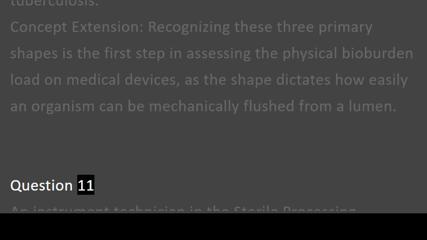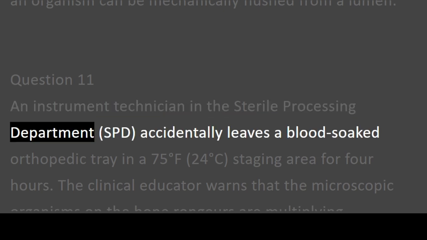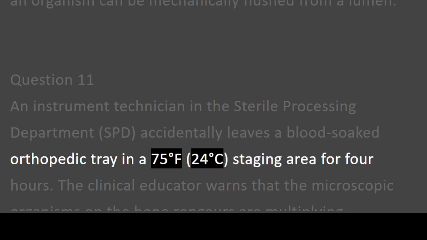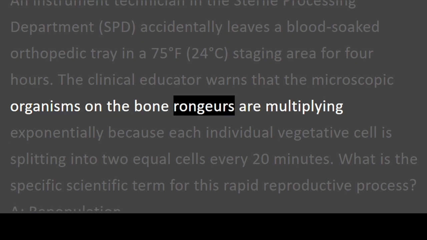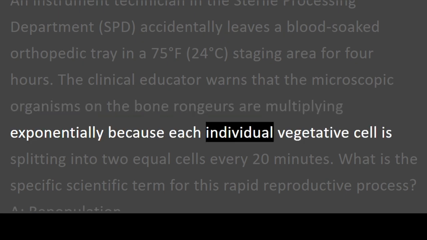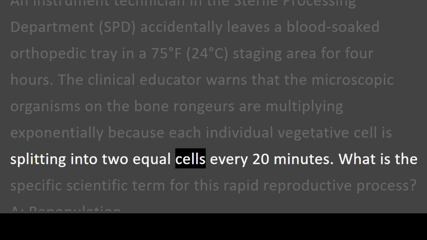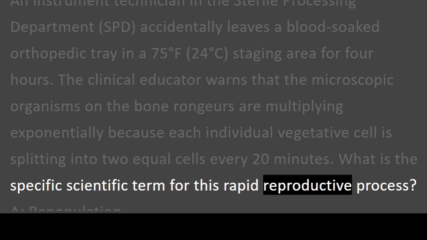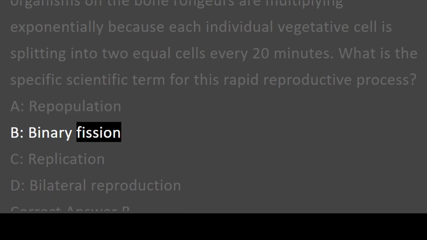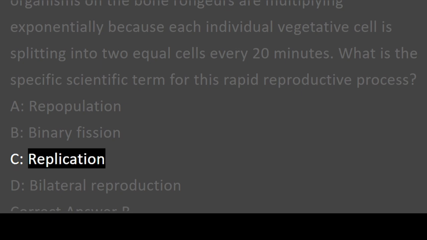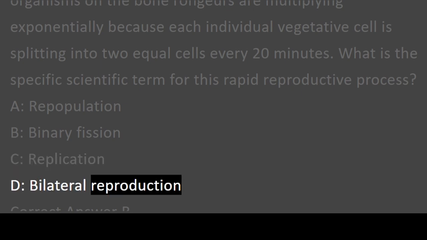Question 11. An instrument technician in the Sterile Processing Department, SPD, accidentally leaves a blood-soaked orthopedic tray in a 75 degrees Fahrenheit (24 degrees Celsius) staging area for 4 hours. The clinical educator warns that the microscopic organisms on the bone rongeurs are multiplying exponentially because each individual vegetative cell is splitting into 2 equal cells every 20 minutes. What is the specific scientific term for this rapid reproductive process? A. Repopulation. B. Binary fission. C. Replication. D. Bilateral reproduction.